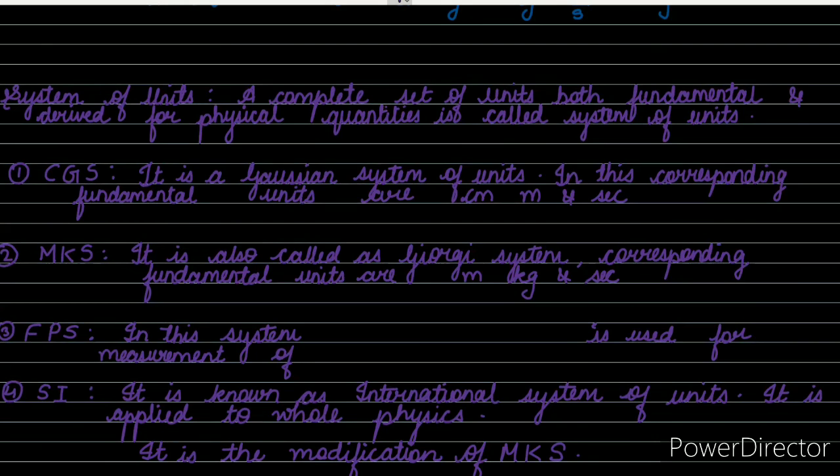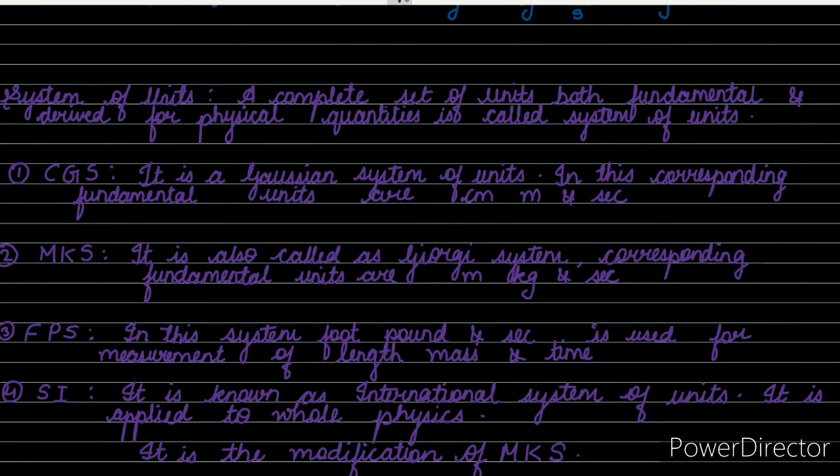Let's talk about the FPS system. In this system, the units are foot, pound, and second. The system is known as foot, pound, and second. It is used for the measurement of length, mass, and time, as all these are fundamental quantities.